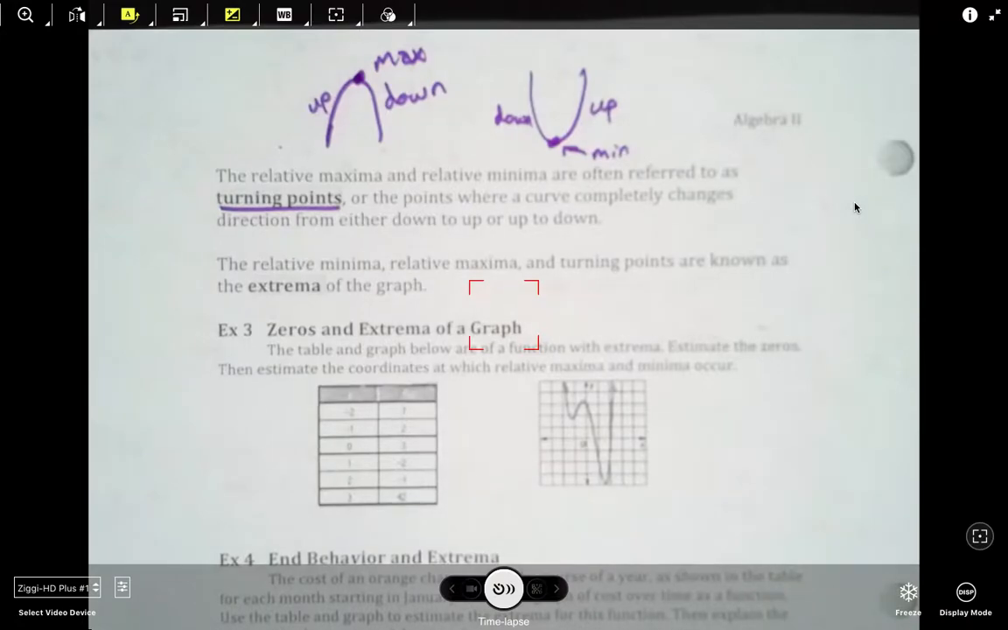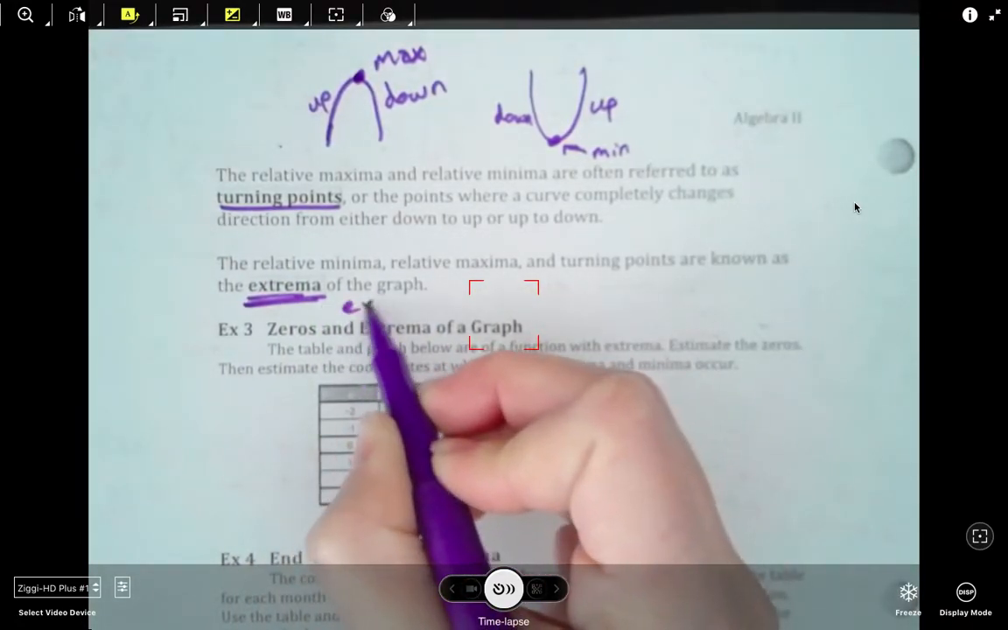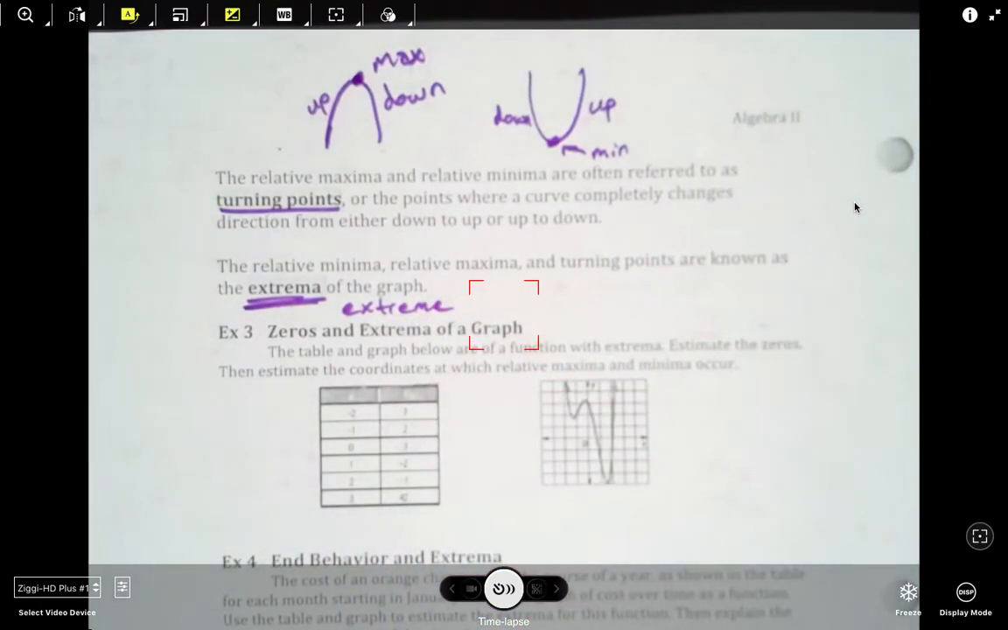These are also called extrema. Those are extreme points. Extrema or extreme points happen at those hills and valleys. So we have three different names for these things: max and min, turning points, extrema. So if they refer to any of those in your homework, you'll know what they're talking about.